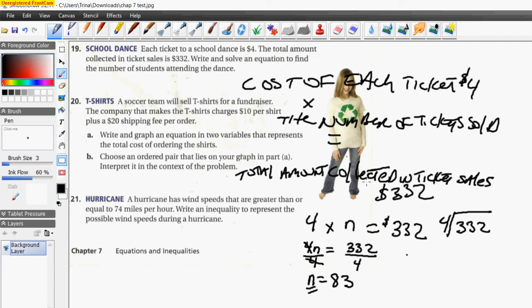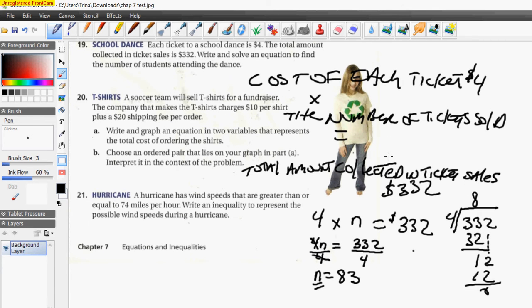How many times does 4 go into 33? You got it. 8 times. And that will give us 32. We have a remainder of 1. What we're going to do is bring down the 2. How many times does 4 go into 12? You got it. 3 times. Remainder is 0. And we're looking at this. This is 3. And that's where we get this.